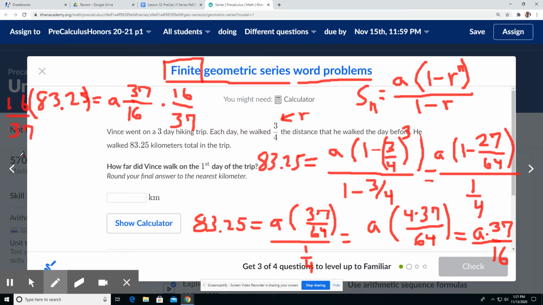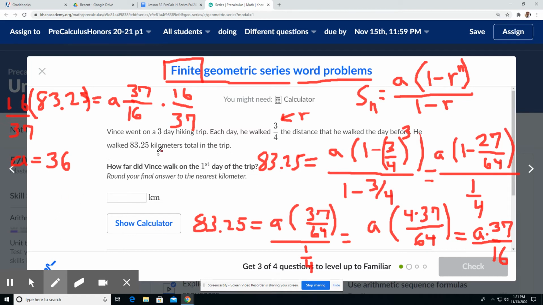All right, and so finally, a is equal to 16 divided by 37 times 83.25. 36. Wow, that's all that work. Simplified real easy. All right, 36 is what I got.